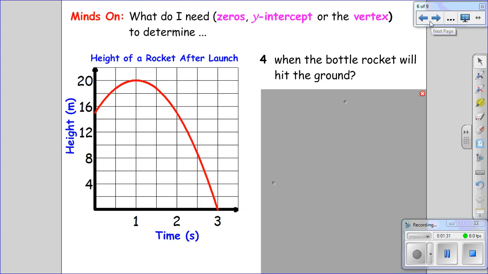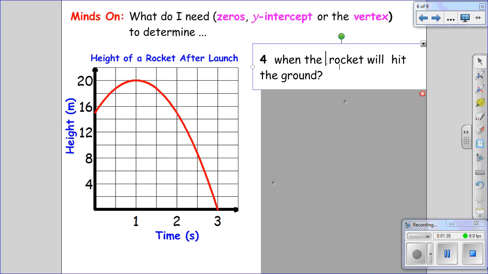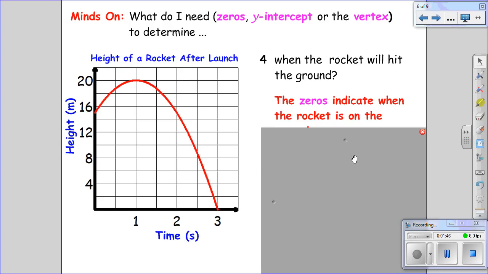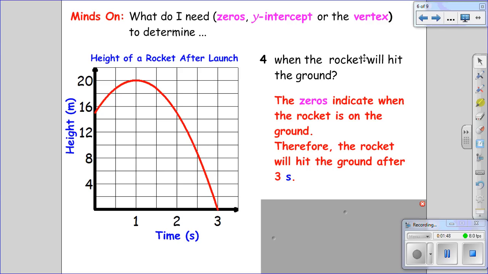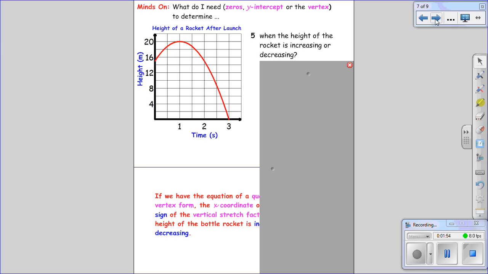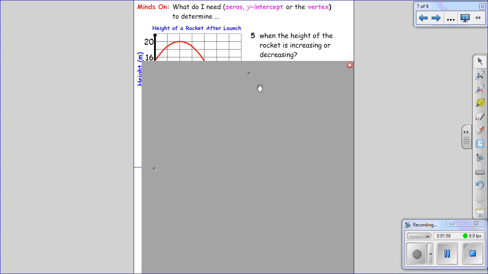When will the bottle rocket hit, or when will the rocket hit the ground? Well, that's an interesting question. When will it hit the ground? If I think about it, it hits the ground when its height is 0. Well, that happens after 3 seconds, which is a 0, which comes from factored form or possibly using the quadratic equation.